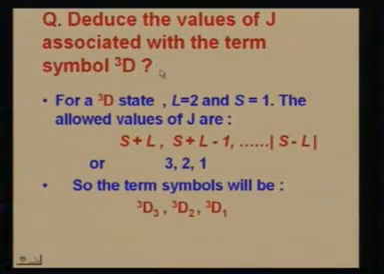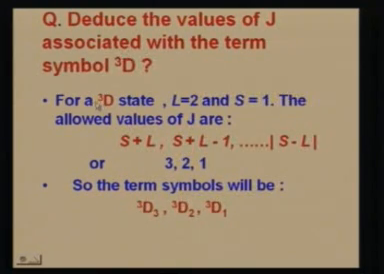Here the question is: deduce the values of J associated with the term symbol 3D. Suppose this is the question, deduce the value of J associated with the term symbol 3D. Now this much information is given, and J is missing. How can you come to the value of J? It's a very simple thing, but you should proceed in a systematic way.